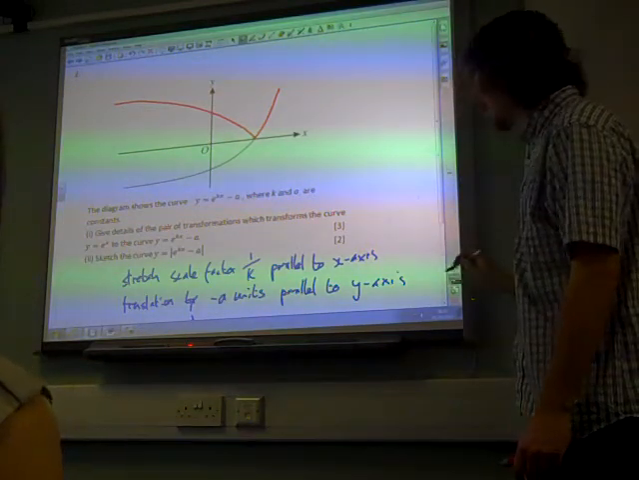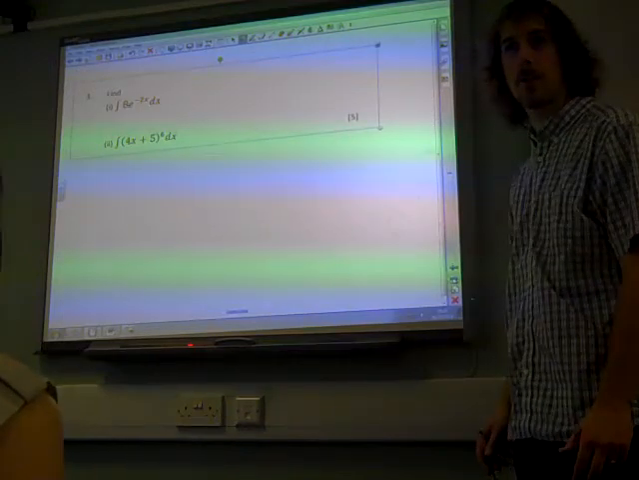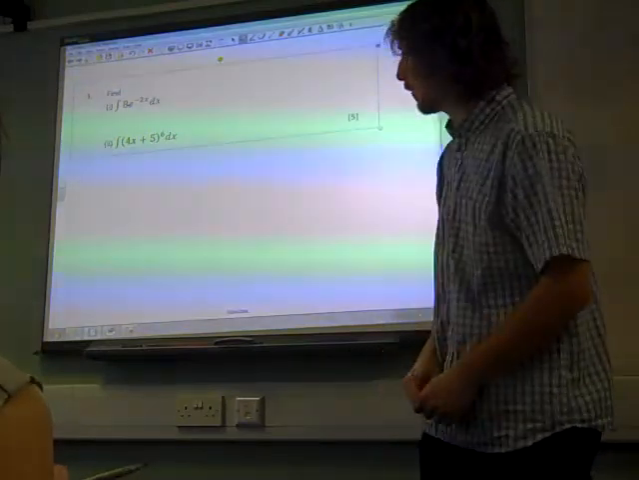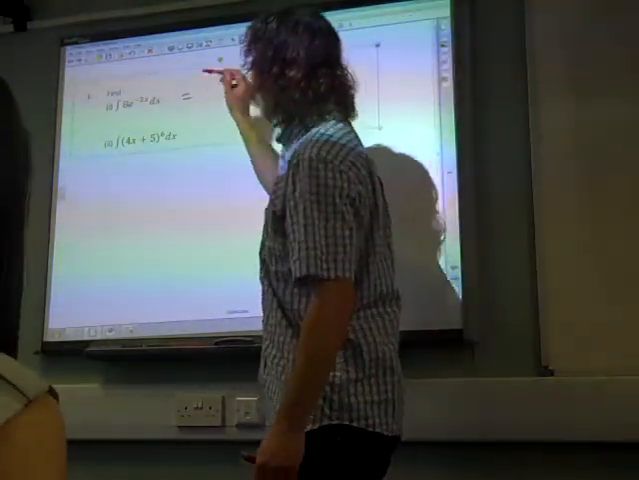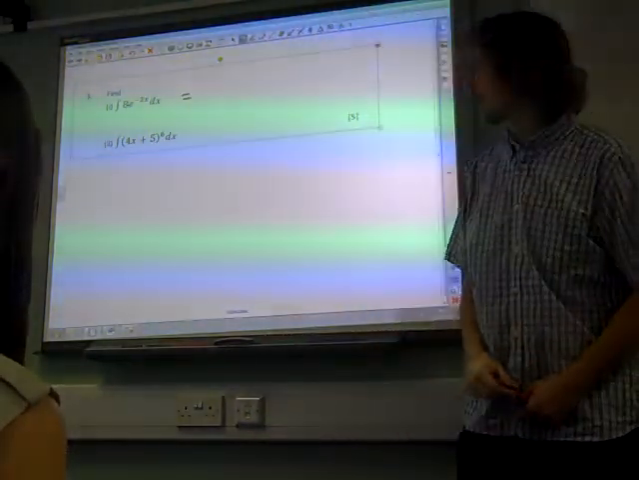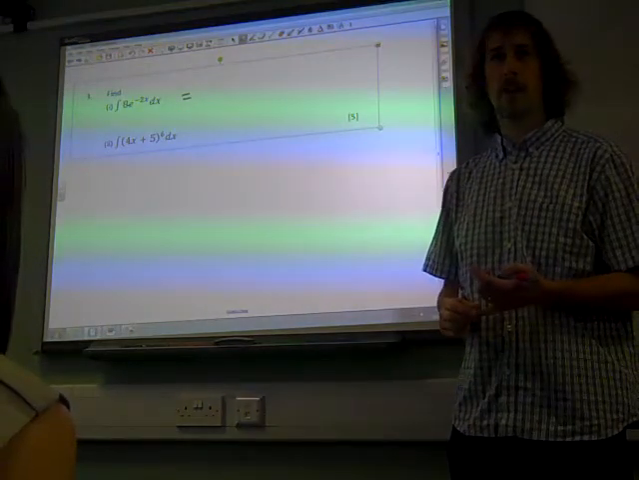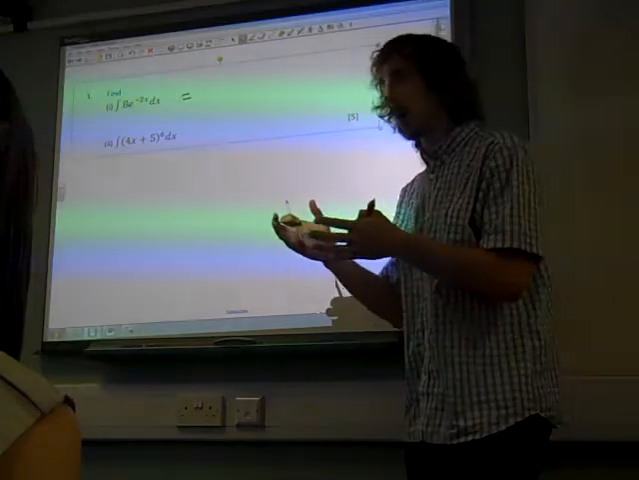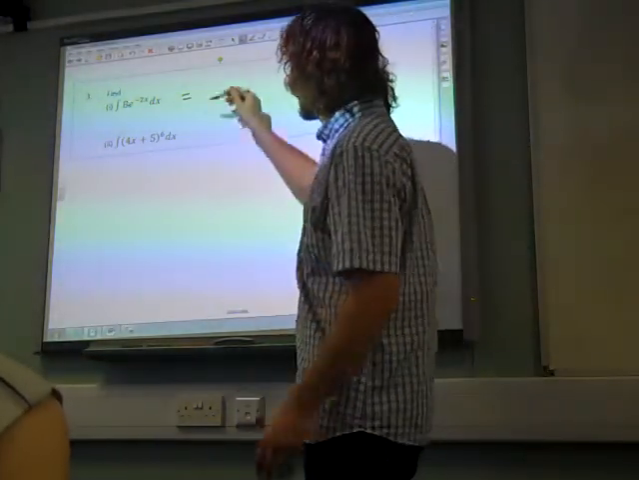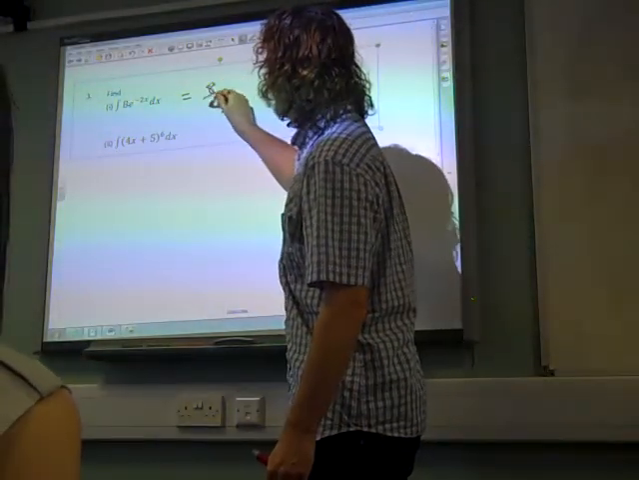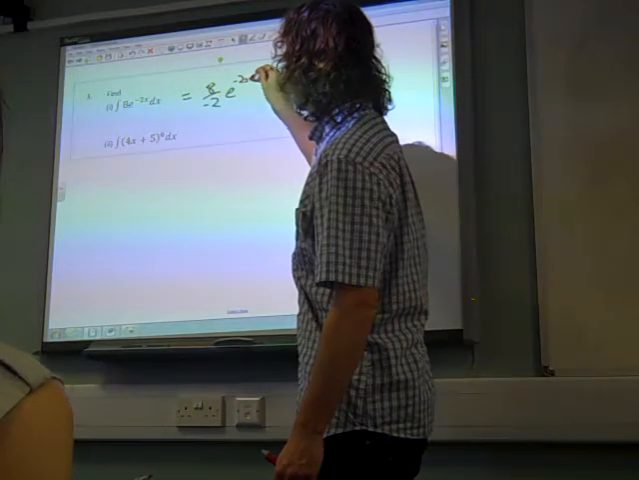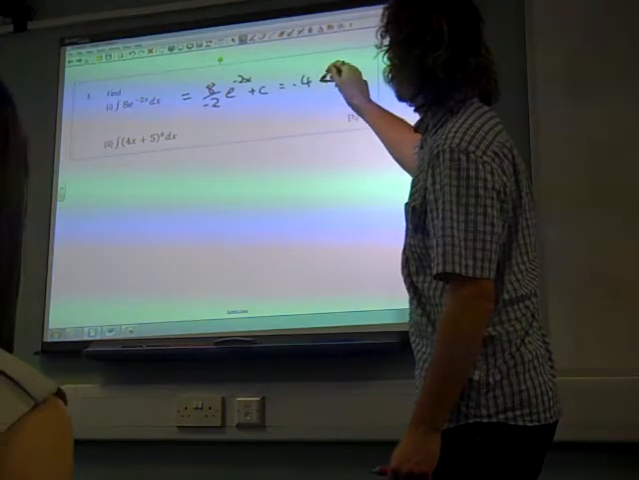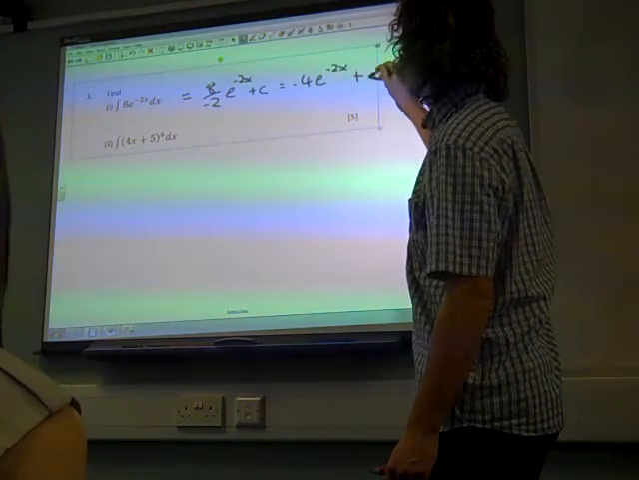And then we asked you to do a couple of integration questions, and having spent quite a lot of time doing some differentiation, this was just quite a nice bit to finish this off. We've got 8e to the minus 2x, so that's the e to the ax form, and you get 1 over a e to the ax, so 8 over minus 2 e to the minus 2x plus c, so we're going to write minus 4e to the minus 2x plus c.